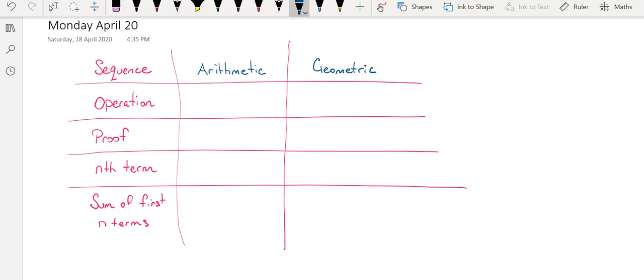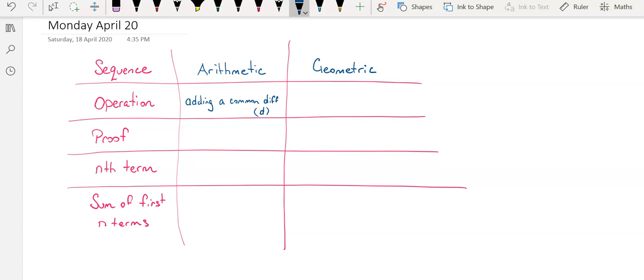Okay, so arithmetic sequences. Let's go through what the operation in an arithmetic sequence is from one term to the next. We can identify it through addition. So the operation is adding, and we're adding what we call a common difference, which we call D. All right, so that's the operation.